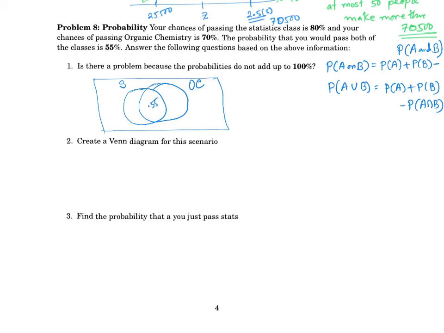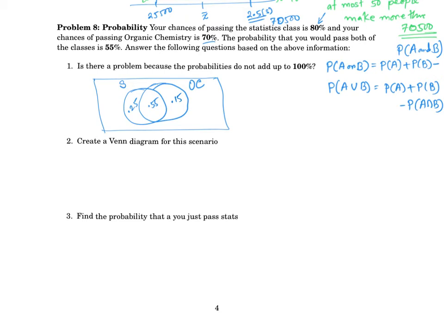So what is the probability that you pass only statistics? In that case, overall probability for passing statistics is 80. So if the middle part is 55, the left part where you only pass statistics is going to be 80 minus 55, which is 0.25. And similarly for chemistry, middle part is 55, right? The probability that you pass chemistry is 70%. So the right part is going to be the probability that you pass only chemistry, which is 70 minus 55, which is 15. So these are the three things.